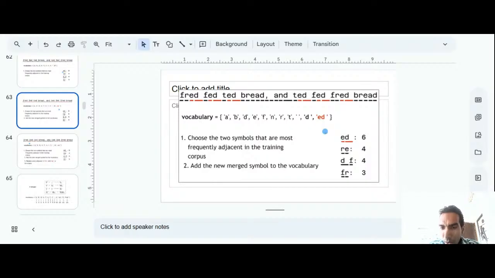One second. Sharing, I cannot change the page. Interesting.